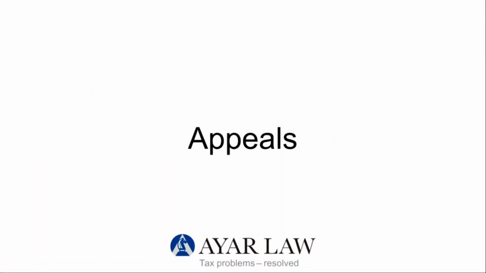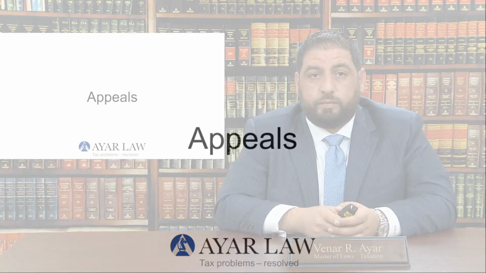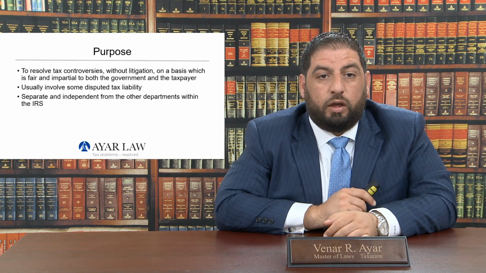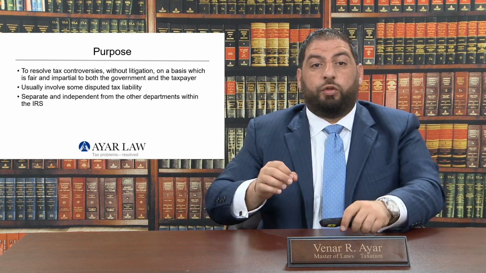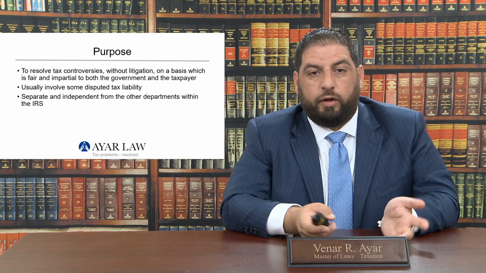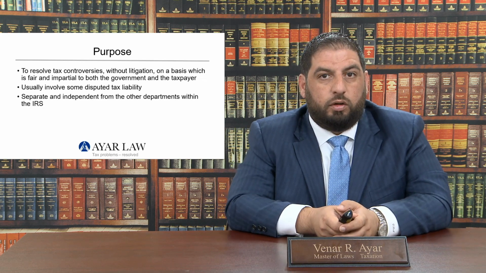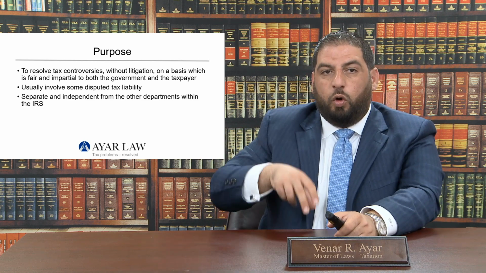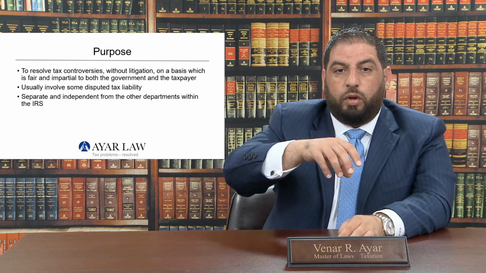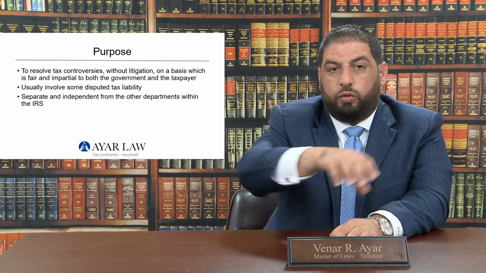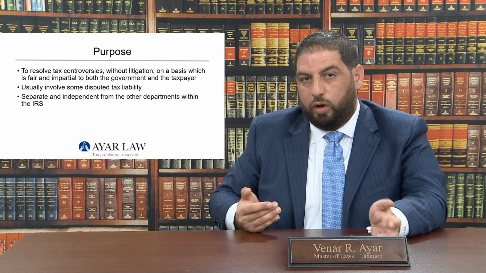Okay. So the next department at the IRS is going to be the appeals department. This is where you go if you disagree with an action taken by the IRS. Their purpose is to resolve tax controversies without litigation, on a basis that is fair and impartial to both the government and the taxpayer. It usually involves some kind of disputed tax liability. Most appeals come from the assessment department, where they think you owe them money and you disagree, or you think you owe some lesser amount, or whatever the case may be.